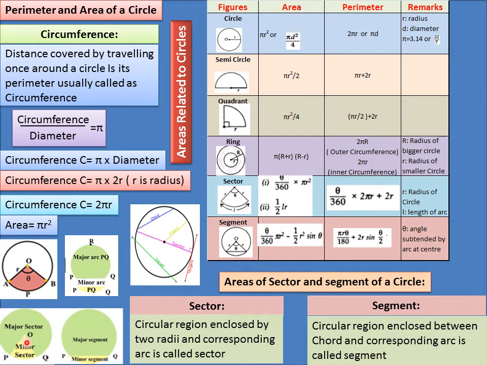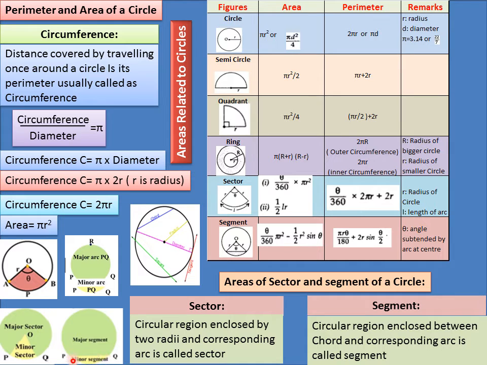So what is the difference between sector and segment? A sector is nothing but a circular region enclosed by two radii and an arc. The corresponding arc is called a sector. It is a region formed, whereas a segment is a circular region enclosed between the chord and the corresponding arc. So PQ is a chord, and here I have an arc.